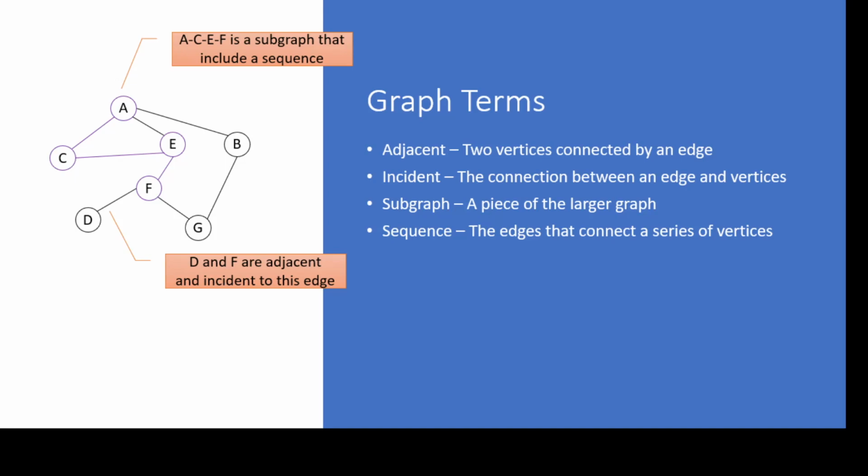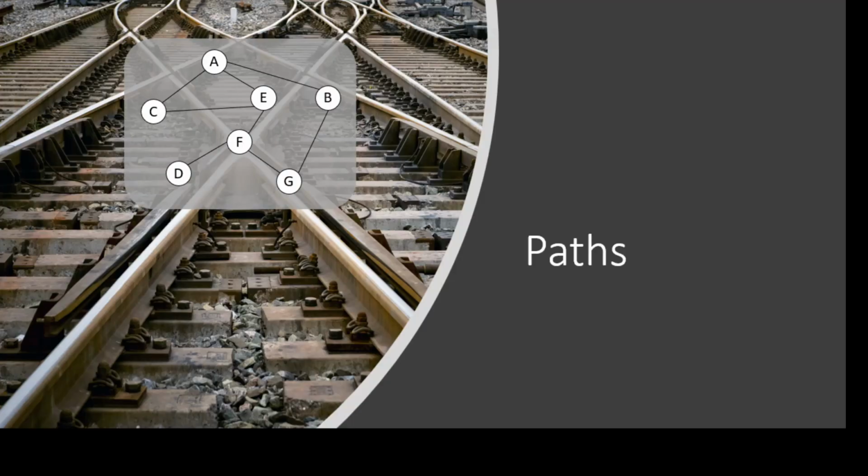And so sequences are important because they help us define paths. A path is basically some connection from one vertex to another vertex, from one point to another. So in this case, we have a simple path of four: A, B, G, F, E.